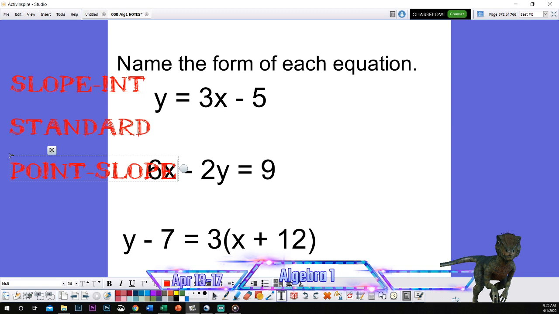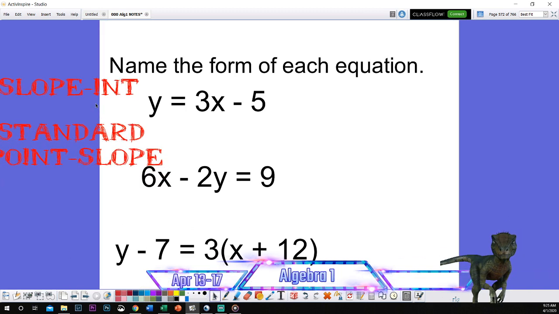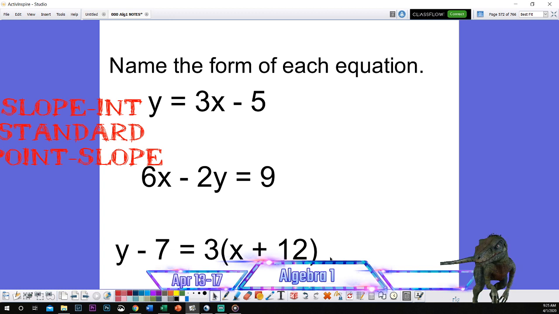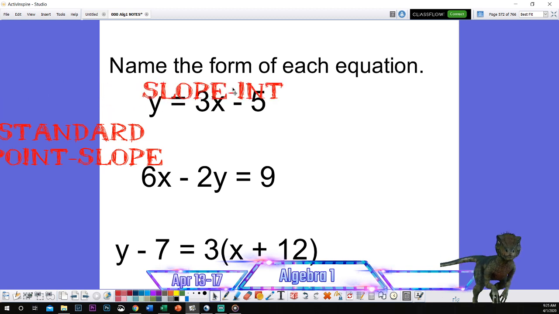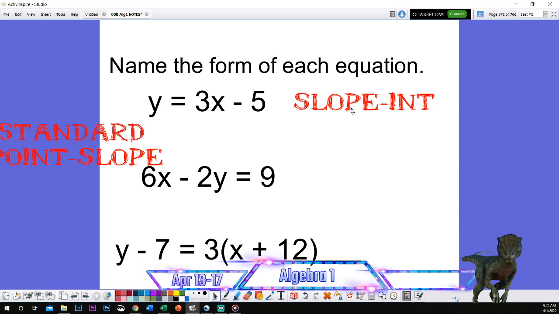Alright, so you have to choose which form goes with which. I'll give you a second to go ahead and pause, write which one you think of each of these are, and then we'll come back. Okay, for the first one, it says y equals. Whenever we have y equals, that's when you put slope-intercept.